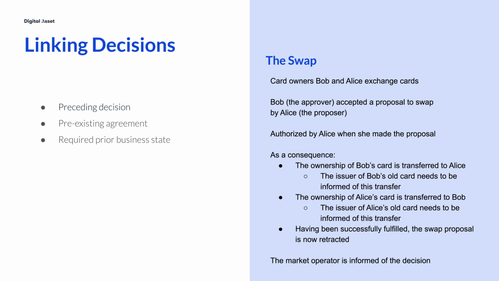Let's look at our example. The decision was to accept a proposal. So the immediately preceding decision is going to be making that proposal. The pre-existing agreements will be between the market operator and Bob and the market operator and Alice. The required prior business state is that Bob and Alice are the acknowledged owners of the cards by their respective issuers. Both the card ownership and the market agreements turn out to be relatively straightforward, so we will leave them for the next lesson and instead focus on the proposal.